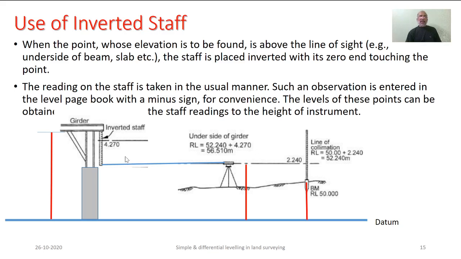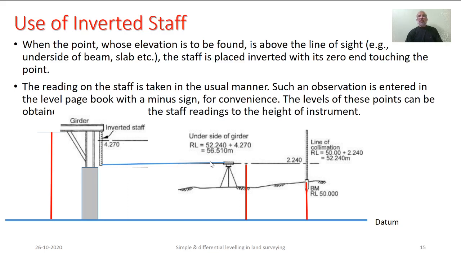But here, as you see, we have inverted that particular position of the staff. We have kept the 0 of that particular staff flushing with the bottom of the girder. That means we have to treat this particular inverted staff reading as a negative. So 52.24 minus into bracket minus 4.27 bracket complete, which comes to be 52.24 plus 4.27. Hence the reduced level of that particular point is 56.51.